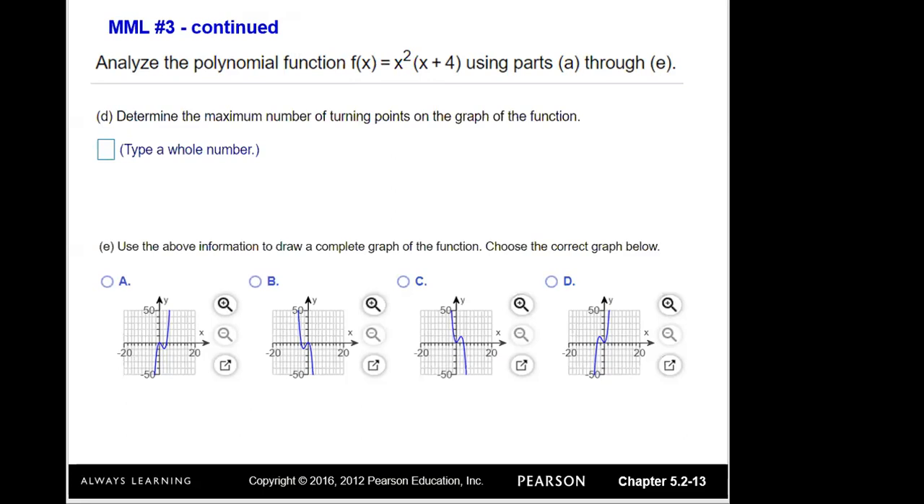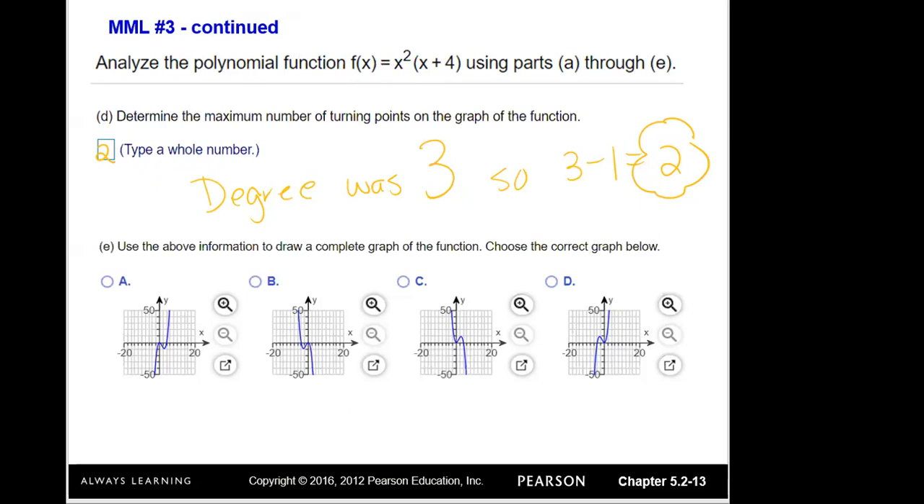All right. Continued. Number 3. Determine the maximum number of turning points. It was, let's see, a degree of 3, right? The degree was 3, so 3 minus 1 equals 2. At most, there'll be 2 turning points. All right, and now part E is multiple guess. Pick a graph, any graph.